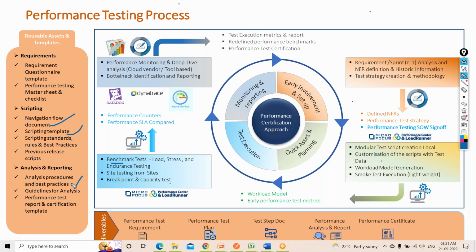But how do you present it in the best way so that the application team can also correlate those things? In order to do that, what are the best practices, what are the guidelines for analysis, performance report, and report template. A report template is basically certifying that this is good enough. Now in terms of deliverables: performance test requirement, performance test plan, performance test document, performance analysis report, and end certificate. This certifies that your application will be able to withstand this many users or this much TPS.